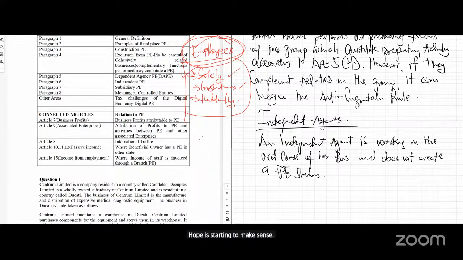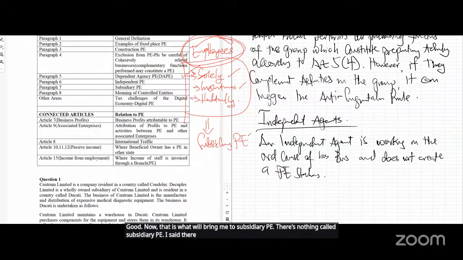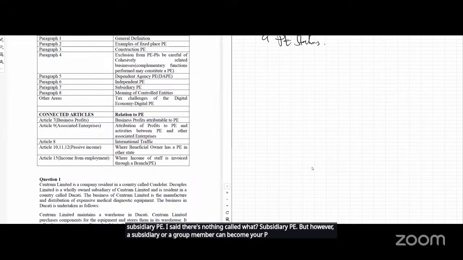Yes, Prof. Good. Now, that is what will bring me to subsidiary PE. There's nothing called subsidiary PE. I said there's nothing called what? Subsidiary PE. But however, a subsidiary or a group member can become your PE when he is acting like a dependent agent. What did I say? When he's acting like what? A dependent agent. Are we okay? So, for instance, what are the rules for a subsidiary or parent PE or whatever you call it, like a group member becoming a PE?